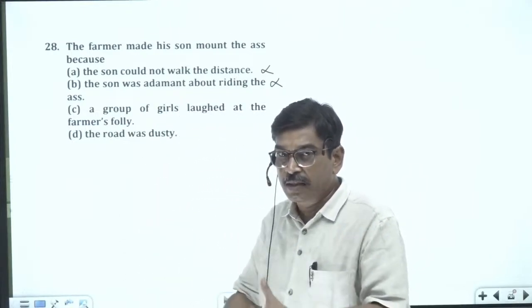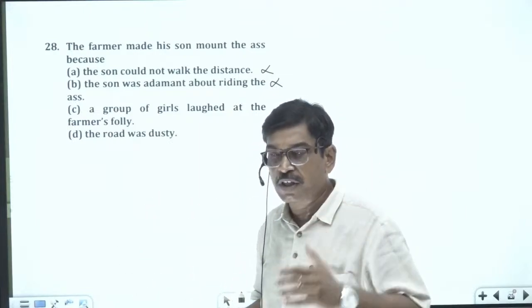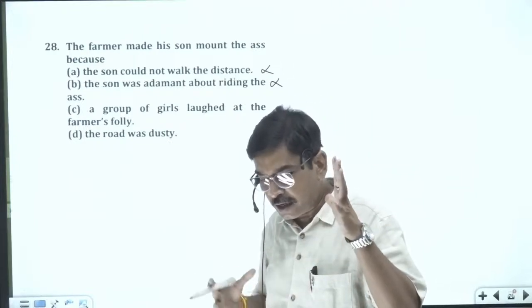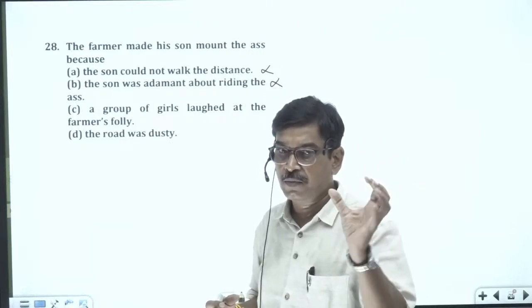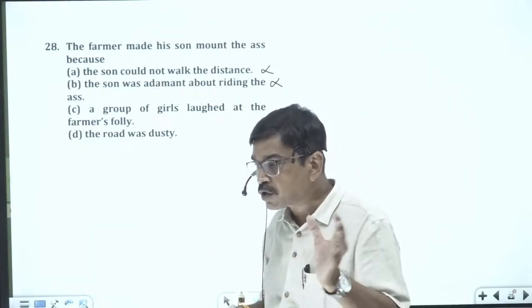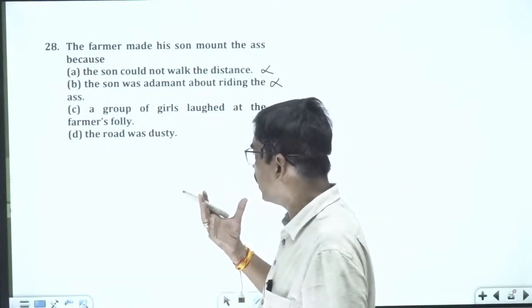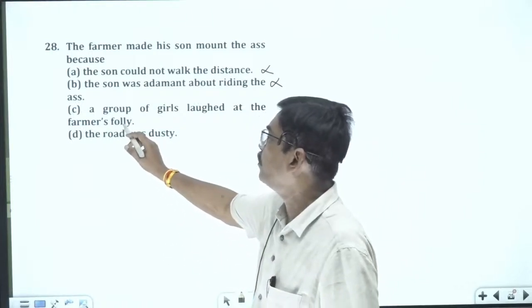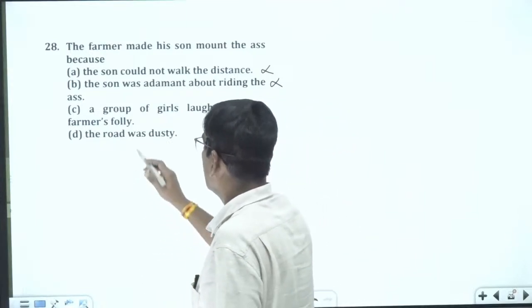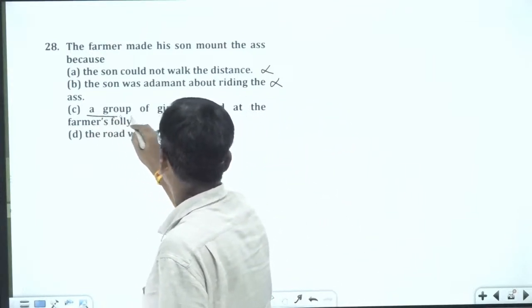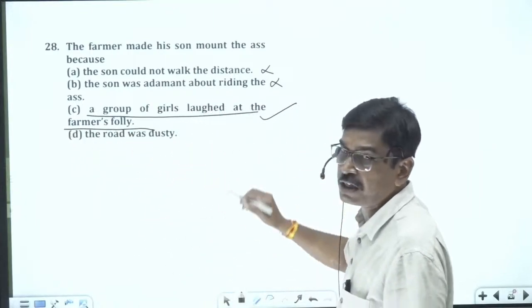A group of girls laughed at the farmer's folly. Actually the entire incident that when the farmer was passing through the street and road whatever, then a group of girls, that is a term here used, wavy, means a group of girls also passing through, and she laughed, and that's why they thought that farmer's folly means foolishness, fault and foolishness, both are the meanings. A group of girls laughed at the farmer's folly. So that's the answer. C is correct answer.